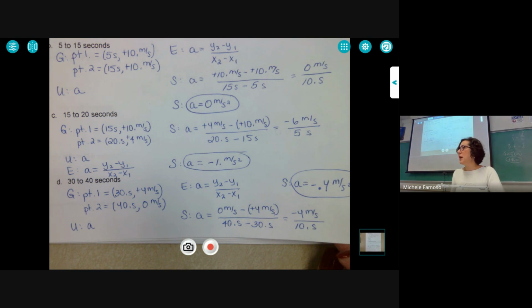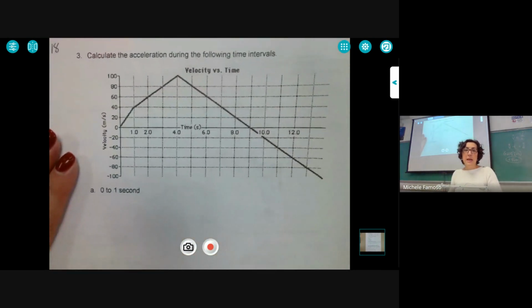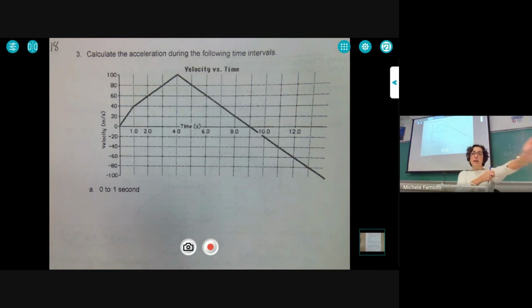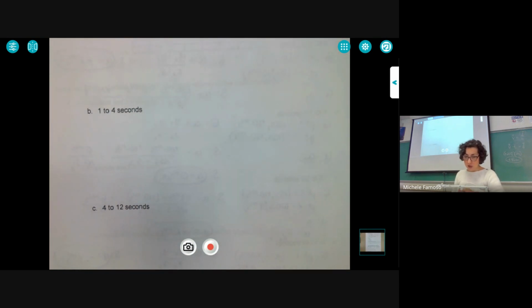Acceleration questions should be a piece of cake, if you remember how to get it, that it is a slope. All right, let's go to page 18. Now on page 18, we want to calculate accelerations in these time intervals from 0 to 1 second, 1 to 4 seconds, and 4 to 12 seconds. Actually, let's skip this page for now.